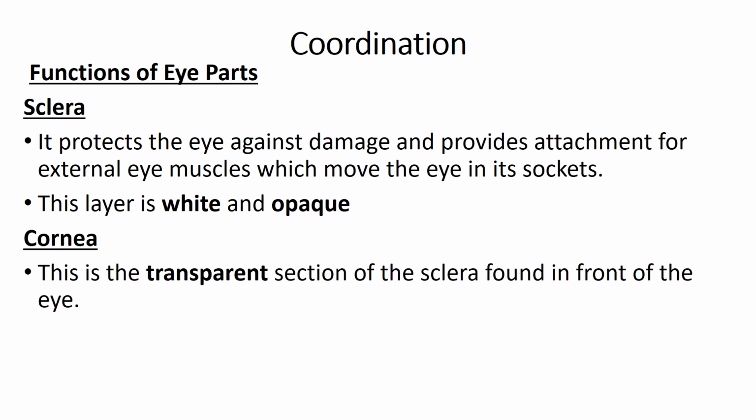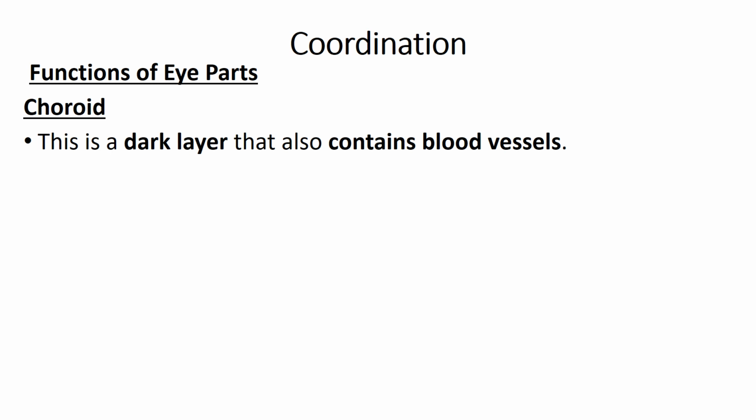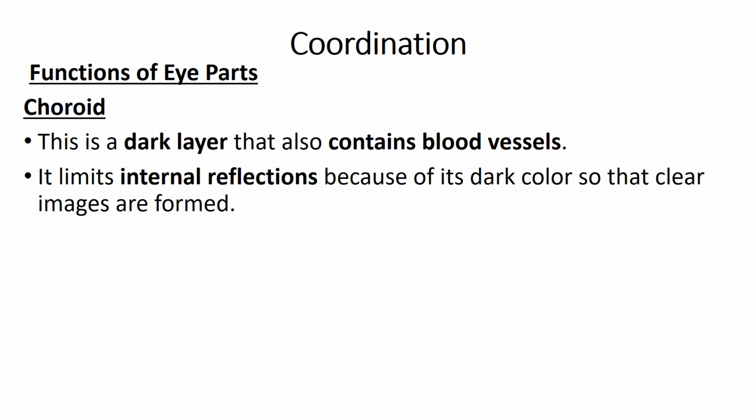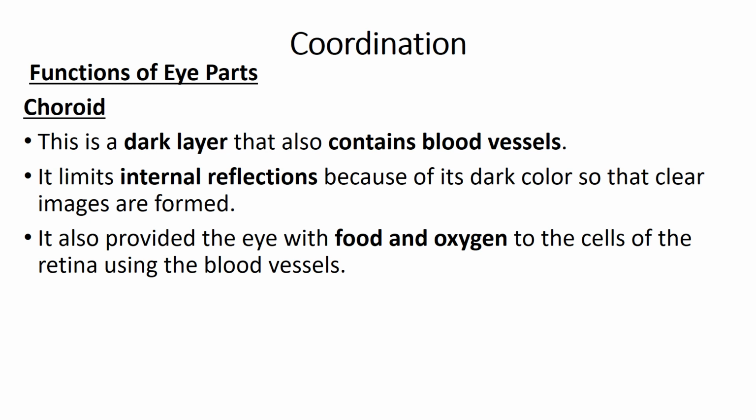Then we have the cornea, which is transparent as opposed to the sclera, which is opaque. It refracts light rays from an object. Then we have the choroid, which is a dark layer that also contains blood vessels. It emits internal refraction because of its dark color, so that clear images are formed. But these blood vessels do more. They provide the eye with food and oxygen to the cells of the retina using the mentioned blood vessels.